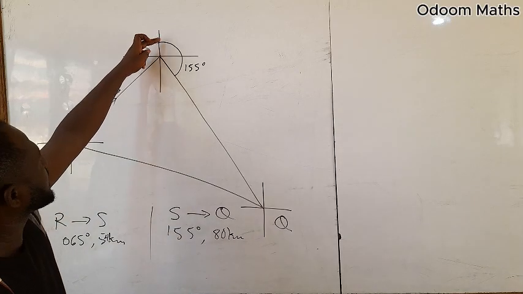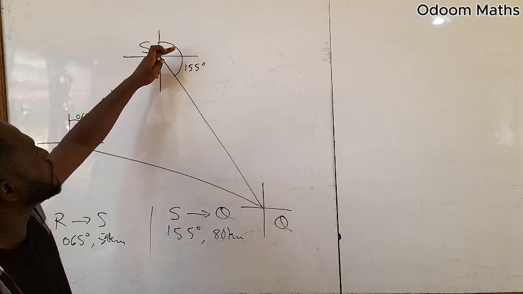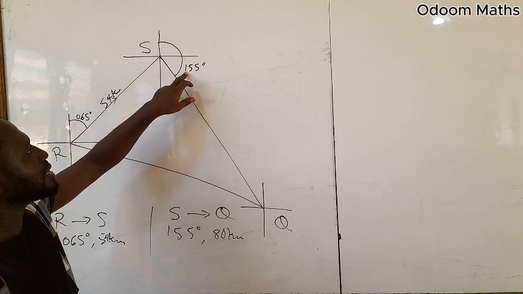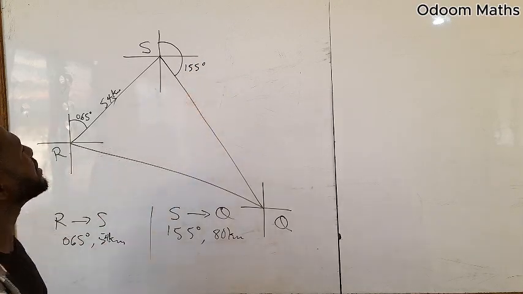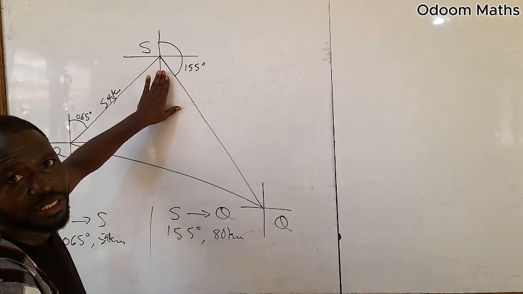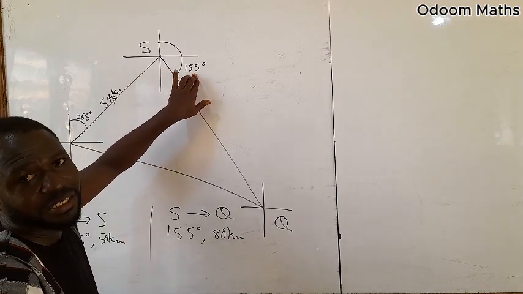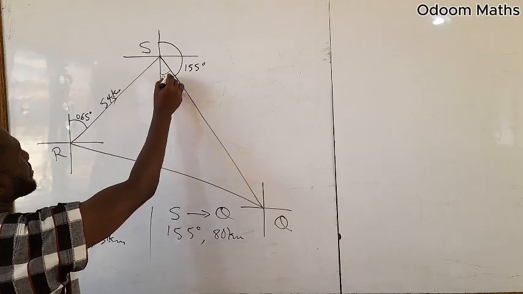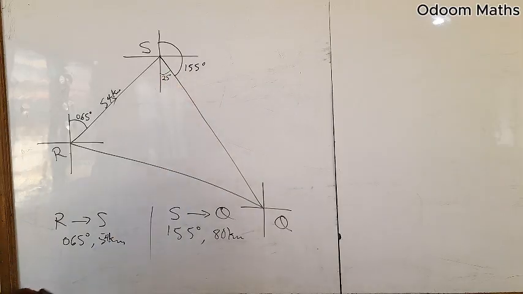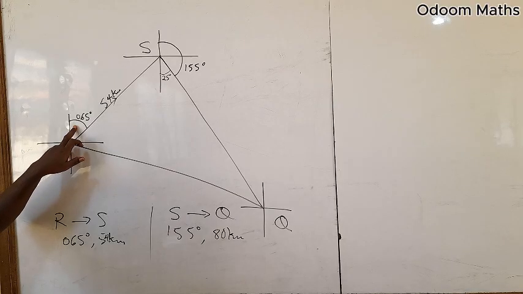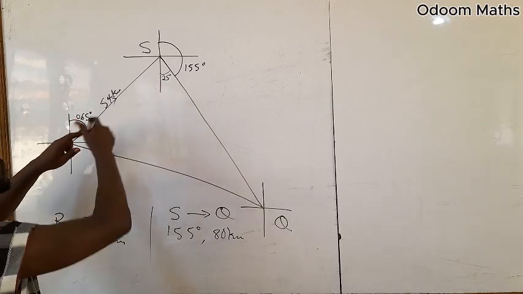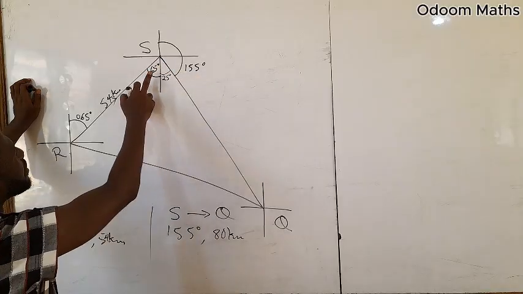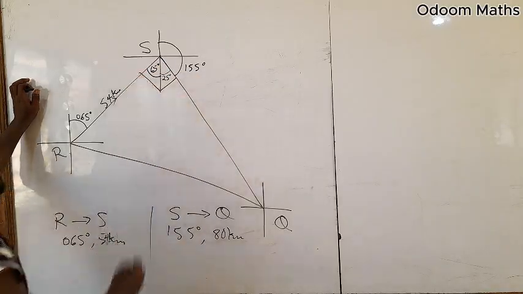From this point to this point is 90. So we added 65 to this to get 155. So it means that this place will be 25, or 25 plus this will give us 180. Okay, so this small angle here is 25 degrees. And let's look at this. If this is 65, then its alternate is this one. So here also is 65 degrees. So when you add the two, we are going to get 90 degrees.